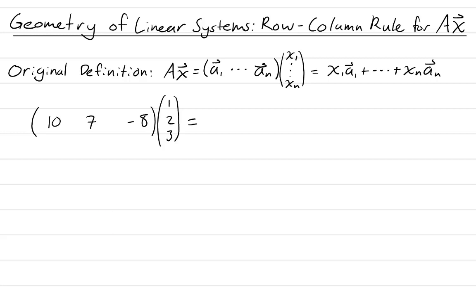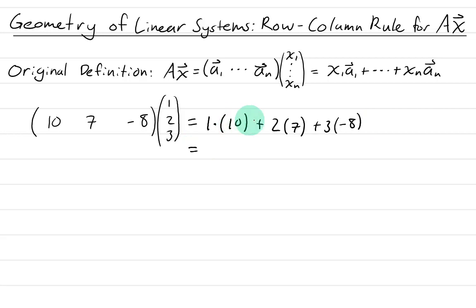As usual, the number of entries in the vector, which is 3 in this case, must equal the number of columns of your matrix. In this case, each one of these columns just has one number in it, but we can still deal with it like it's a regular old vector. So according to this definition, we're just going to do 1 times a vector with a 10 in it, plus 2 times a vector with 1, 7, plus 3 times this negative 8 vector.